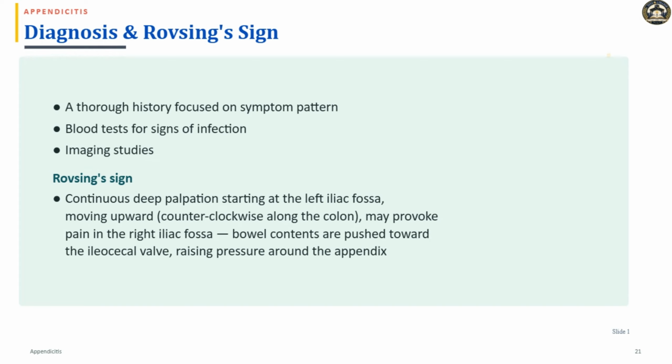Diagnosing appendicitis involves a thorough history, focusing on the symptom pattern, along with blood tests to check for signs of infection, and imaging studies such as ultrasound or CT scans. A key clinical sign is Rovsing sign: continuous deep palpation starting at the left iliac fossa, and moving upward in a counterclockwise direction along the colon, may provoke pain in the right iliac fossa. This occurs because bowel contents are pushed towards the ileocecal valve, raising pressure around the inflamed appendix and eliciting pain.